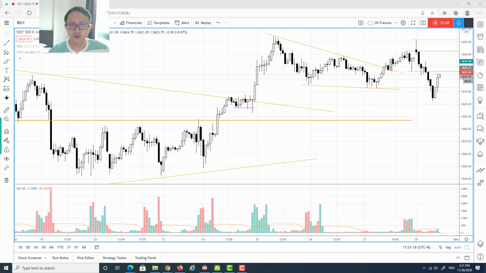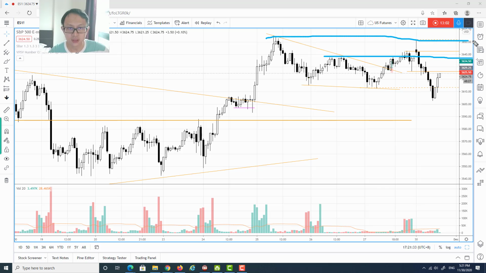Okay, so for the trading plan for the session later, what I'm looking for is that the immediate resistance level is still 36.40, followed by somewhere around 36.50 or 60. So I think this level will belong to 36.50.